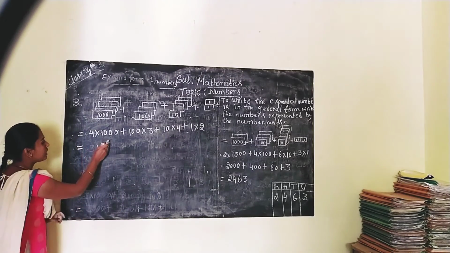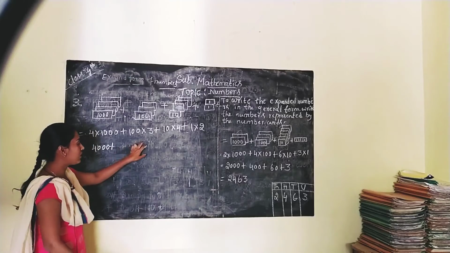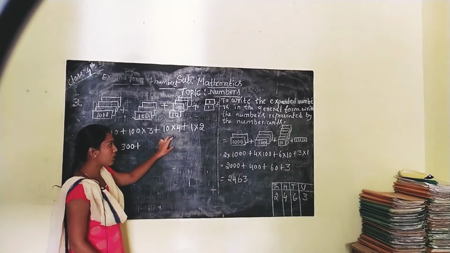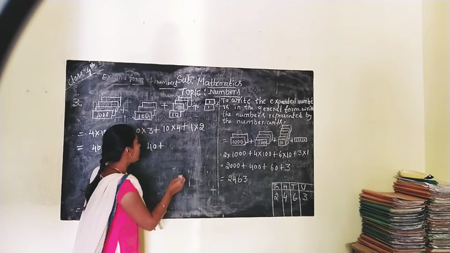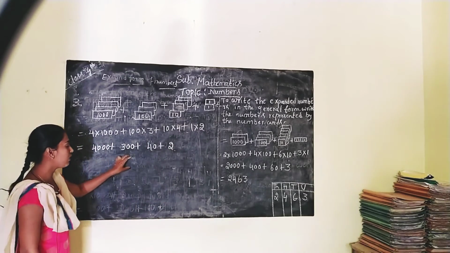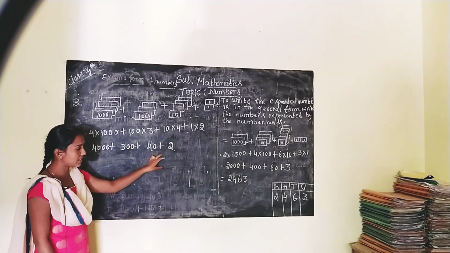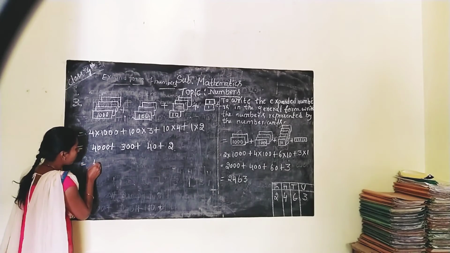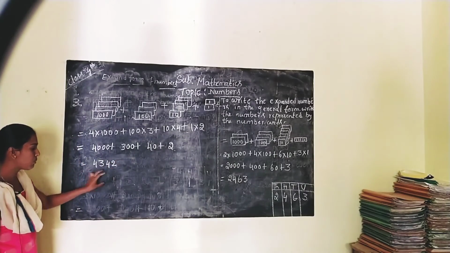Next, 4 into 1000, 4000 plus 100 into 3, 300. Next, 10 into 4, 10 4s are 40. Plus 1 into 2, 2. Next, now we have to add 4000 plus 300, 4300 plus 40, 4340 plus 2, 4342. Okay, we have to write 4342. This answer is used in the place value chart also.